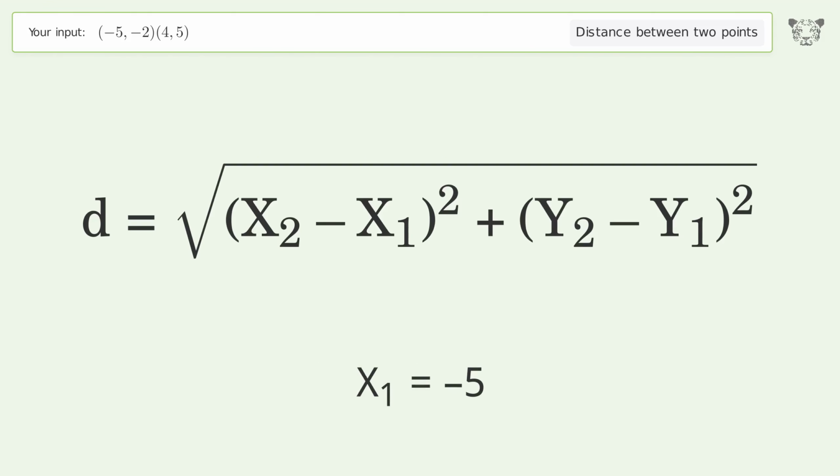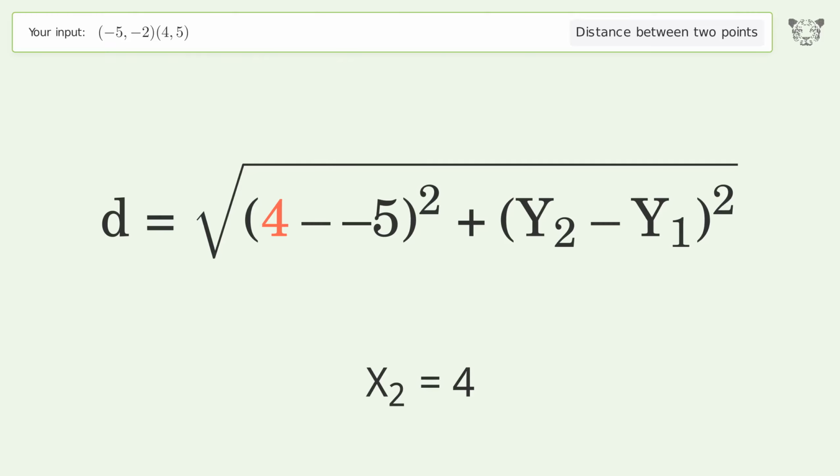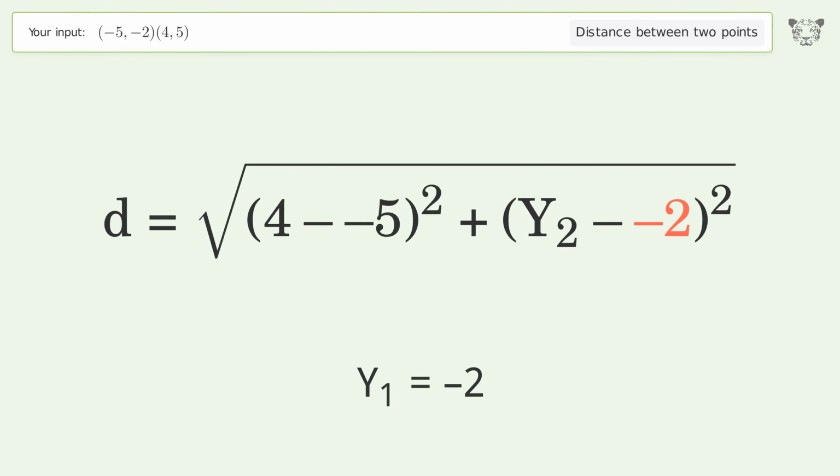x1 equals -5. x2 equals 4. y1 equals -2. y2 equals 5.